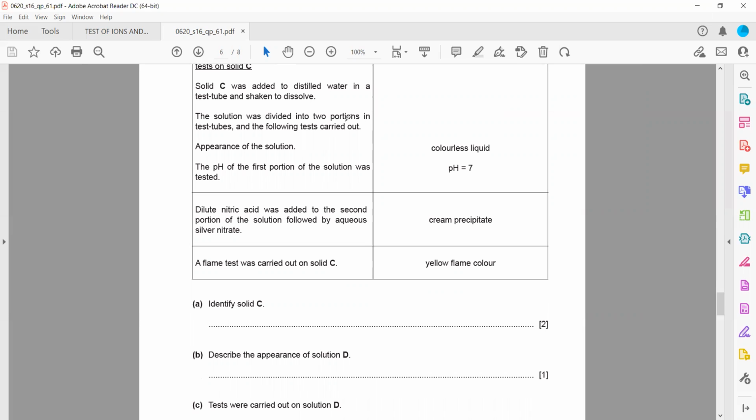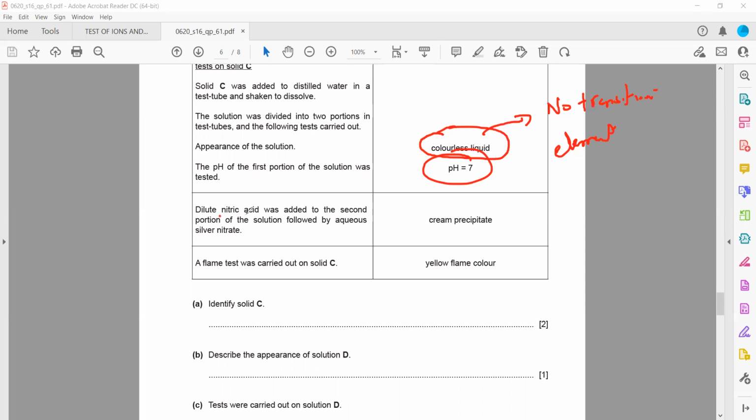The solution was divided into two portions. The appearance of the solution is a colorless liquid. When a liquid is colorless, it might be an acid, an alkali, or a salt solution, but a salt solution of a non-transition element, because it does not contain a transition element. A colorless solution or a white solid gives an idea that there is no transition element. Then the pH of the first portion is 7, so it is a neutral solution.